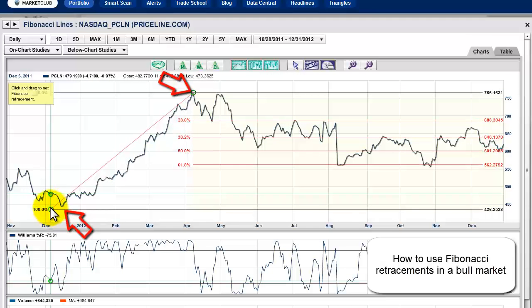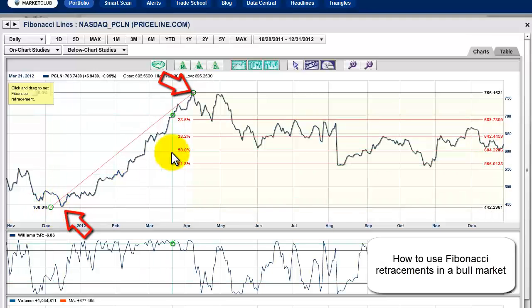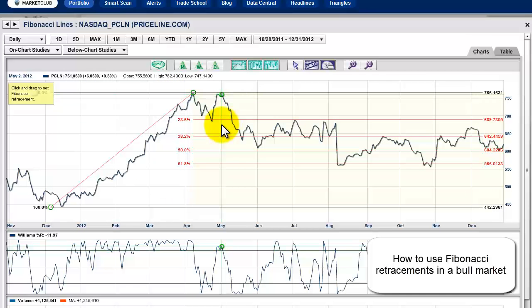That's just about perfect. Okay, so what you see now are two sets of numbers on these horizontal lines that go across. One is percentage numbers, 23.6%, 38.2%, 50%, and 61.8%. And on the other side, the corresponding dollar value of the stock. So it's $566.01 and $689.73. So what you look for in a retracement is after a market's made a high, it technically usually retraces.